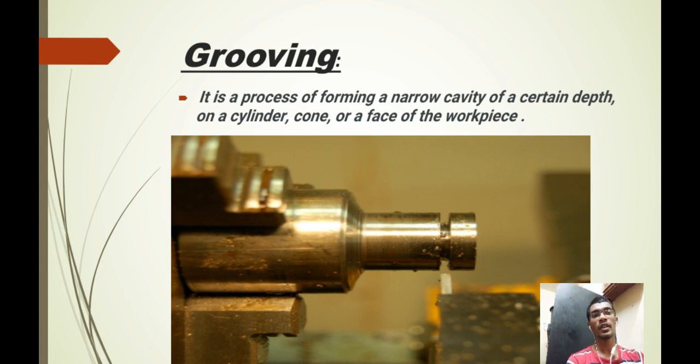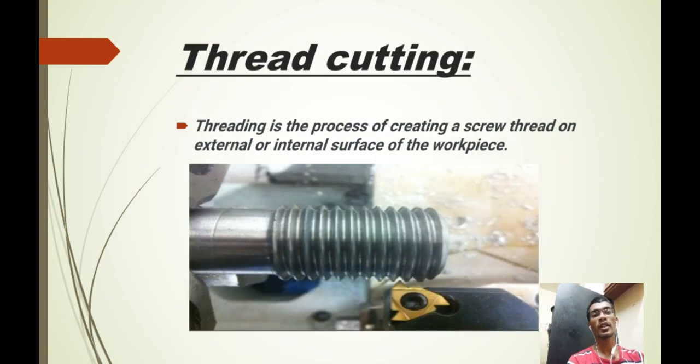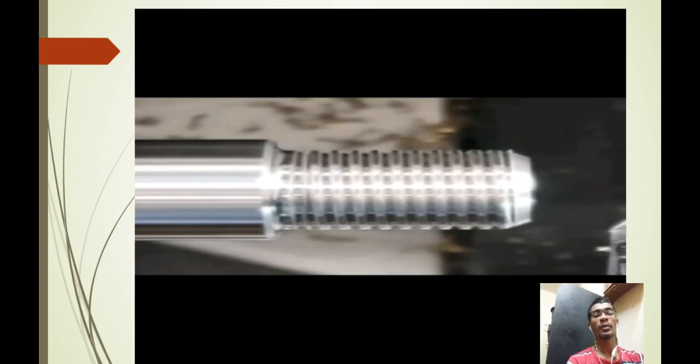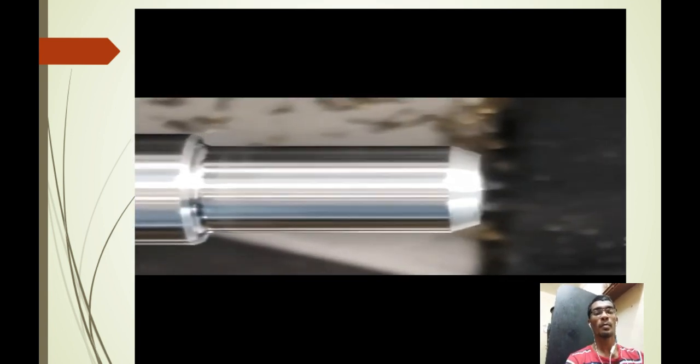Grooving: it is a process of forming a narrow cavity of a certain depth on the cylinder, cone or face of the workpiece. The next process is thread cutting. Thread cutting is a process of creating a screw thread on the external or internal surface of the workpiece. Let's see in the video how the thread cutting process actually happens.